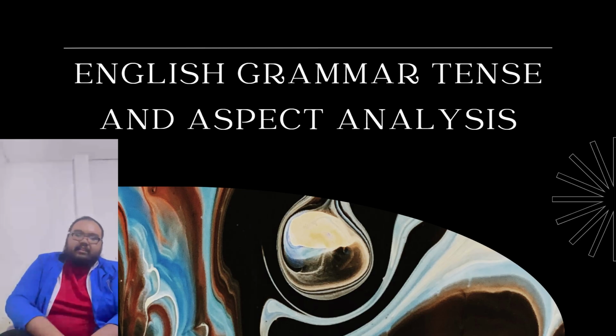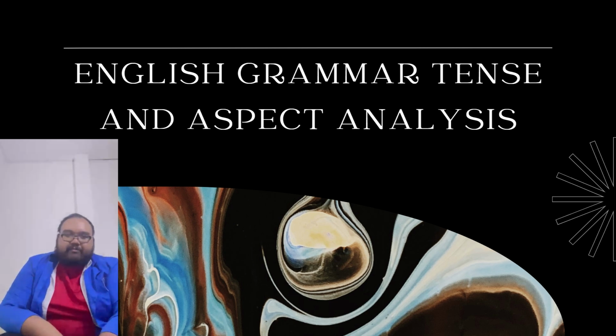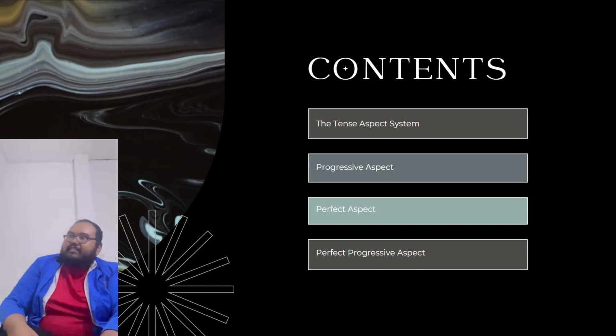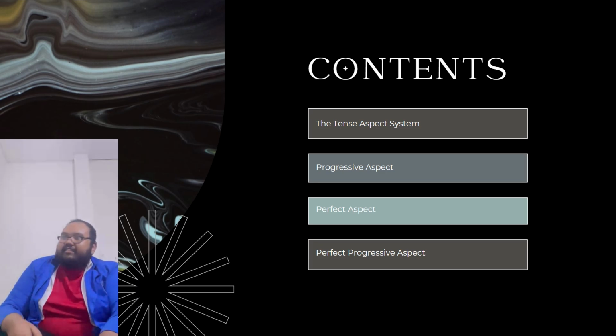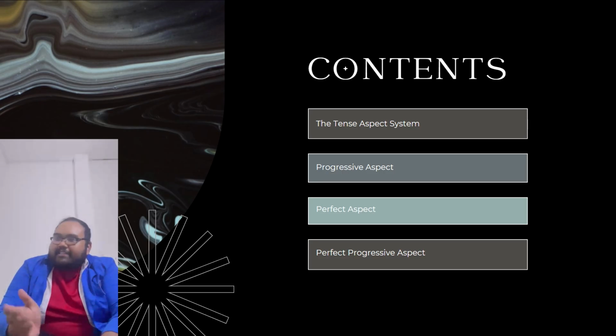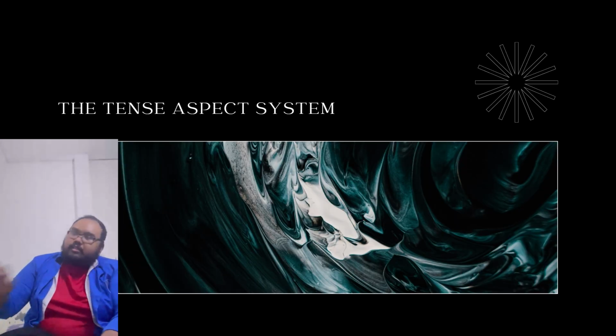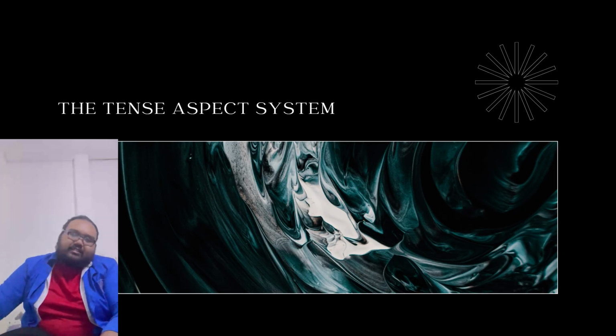Now for English grammar tense and aspect analysis. The context here is the tense aspect system: progressive aspect, perfect aspect, perfect progressive aspect. The tense aspect system.